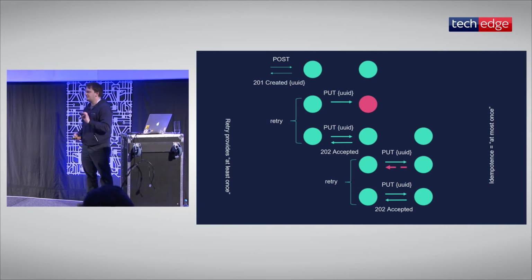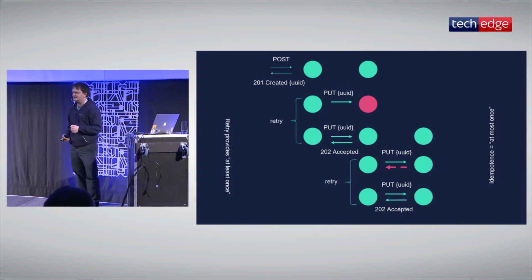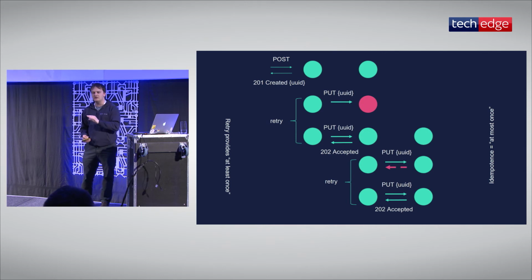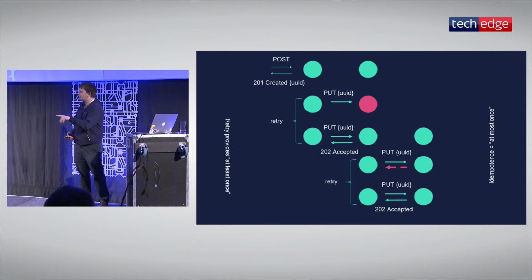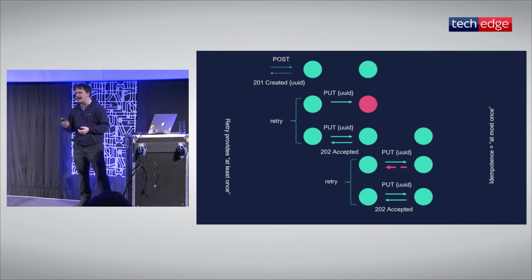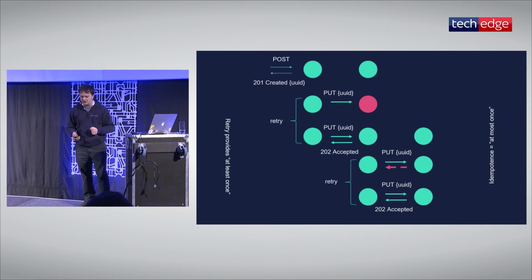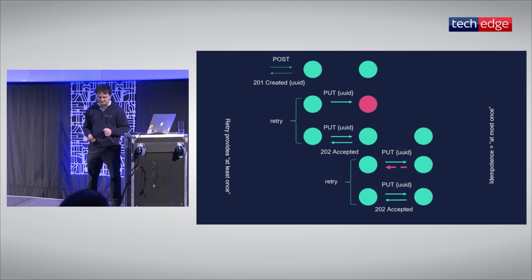So with a combination of this, the constantly retrying until you get accepted, and the checking on the other side to say, well, have I already run a command with this unique identifier? We can fulfill both the at least once and the at most once. So we can make sure we do things, but we can make sure that we do them idempotently.